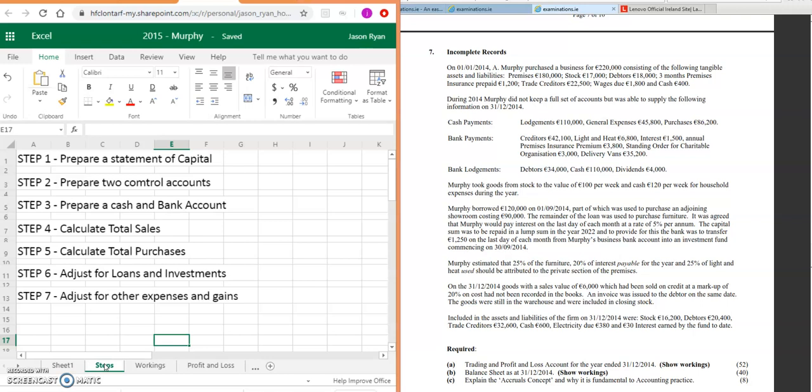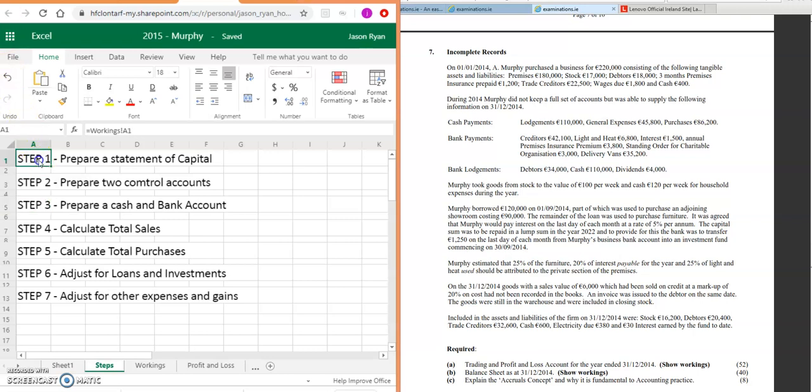So the first one, prepare a statement of capital. Second, prepare 2 control accounts, one for your debtors and one for your creditors. Prepare a cash and a bank account. Calculate your total sales. Calculate your total purchases. Those two figures will be taken from your cash sales plus your credit sales to get your total sales, and your cash purchases plus your credit purchases to get your total purchases. Adjust for any loans and investments in the question. And then step 8, adjust for any other expenses or gains that you might have in the question, like prepayments or dues, anything like that.